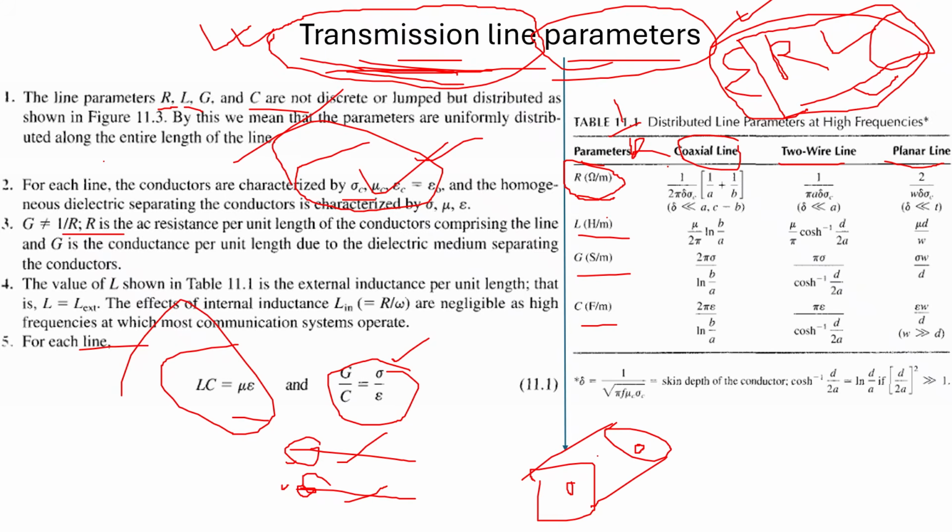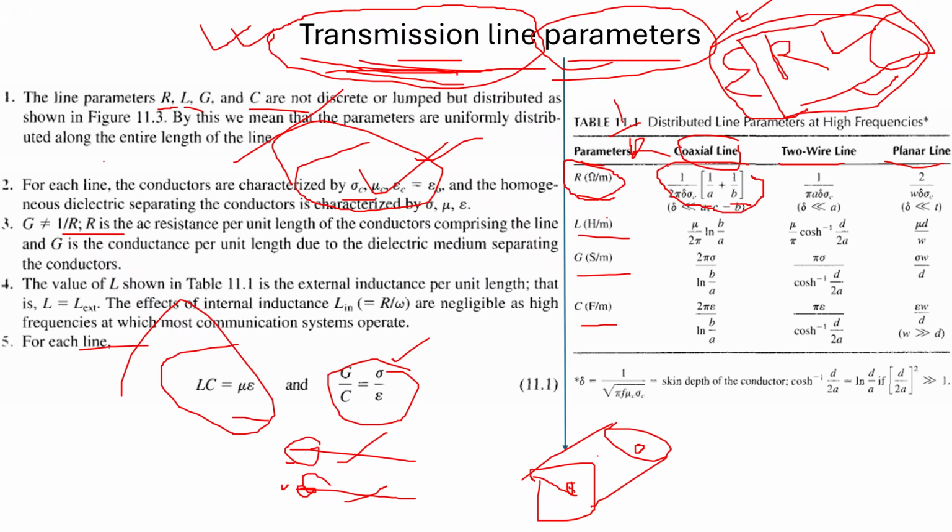Now here you can check, this is the distance, 1 by 2 pi sigma into ln of B by A. What are this A and B? A is the internal radius of the internal wire, and B is the outer radius. Sorry, A is the internal radius of the internal cable, and B is the outer radius, right?